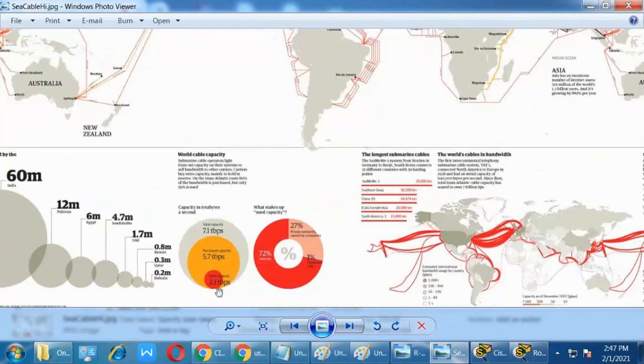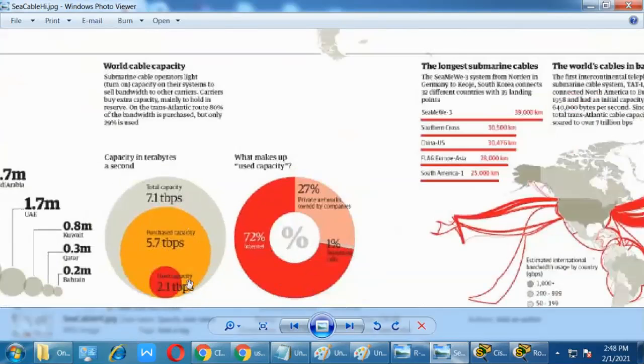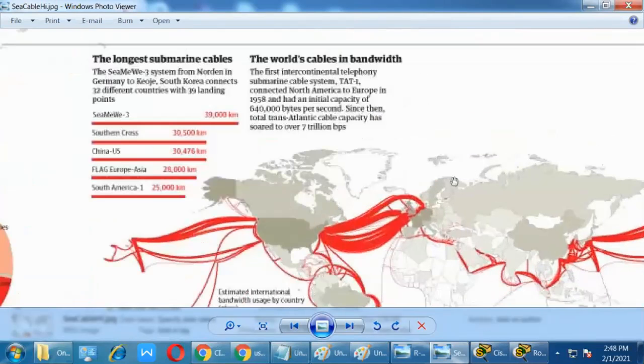See here, 7.1 terabyte. The actual bandwidth available is 2.1 terabytes. You see, the total capacity is 7.1 terabytes. Till now we are using only 2 or 3 terabytes, so a lot of bandwidth is still available, free. So this is the undersea cable.